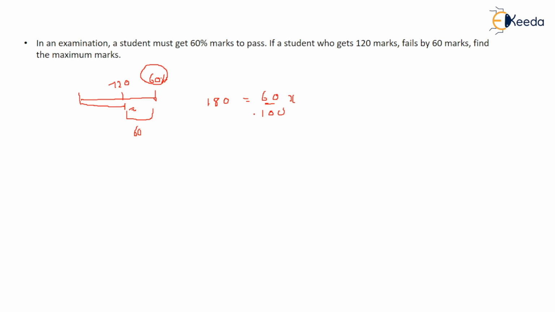So from this you can find out the value of simply 1%, by solving this. After solving this, multiplying by 100 and dividing by this, you will get 3. 3 marks will make 1%. So this you can simply do. 3 marks make 1%. So how many marks will make your 60%?